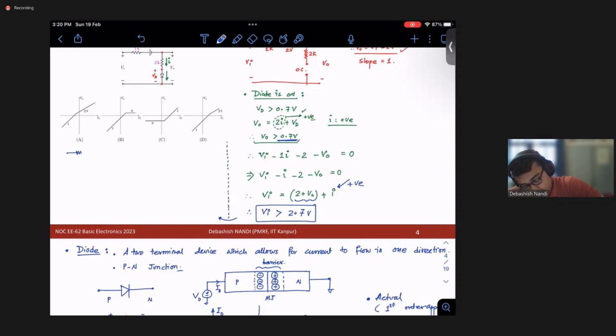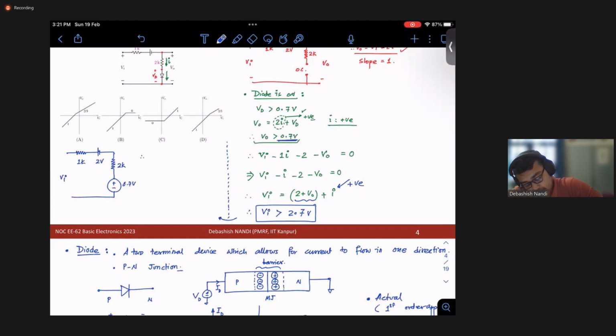How the circuit will look like. In forward bias, we have seen that it is nothing but a voltage source, right? This symbol you might confuse, so let me draw it this way. So this is Vi, this is 1K, this is 2 volt, 2K, this is your 0.7 volt, right?